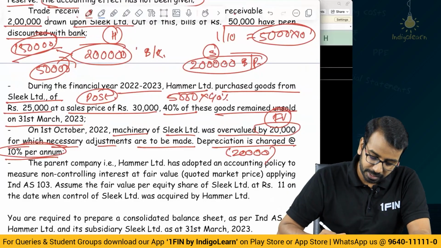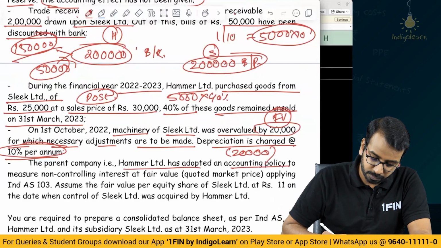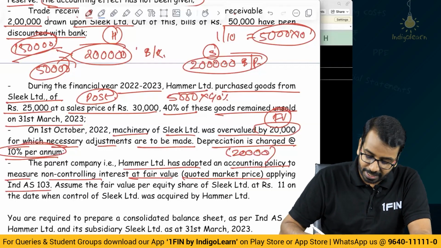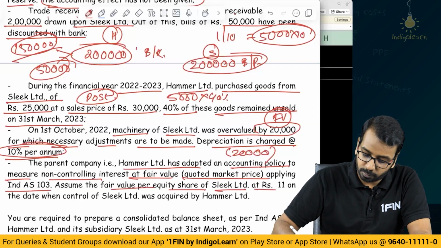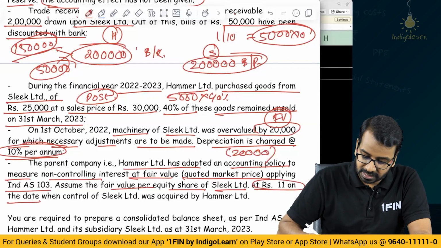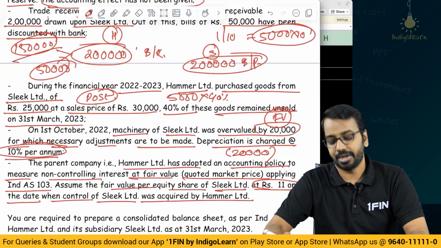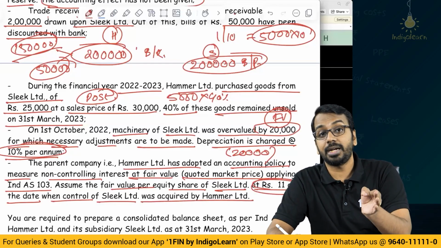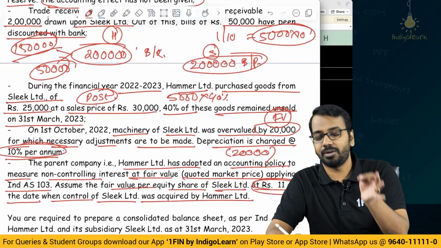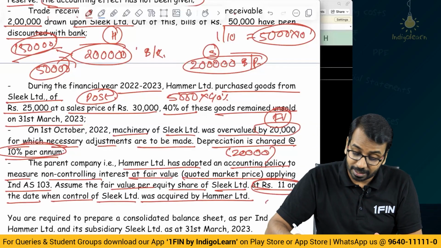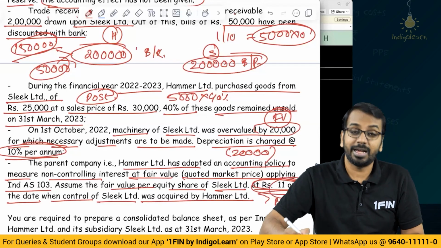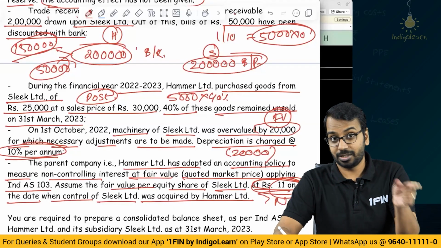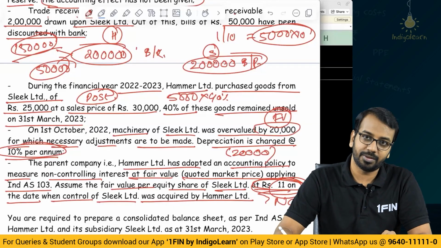that amount. The parent company has adopted an accounting policy to measure NCI at fair value based on quoted market price, applying Ind AS 103. Assume the fair value per equity share of Sleek Limited at rupees 11 on the date when the control of Sleek Limited was acquired by Hammer Limited. So this 11 is what? This 11 is the fair value on what date? On date of acquisition. That is on the date on which the control was obtained. Now this is used for NCI. This fair value will also be used to revalue our existing stake, because initially we had 40%. Now that has to be revalued. For that we will use this 11.